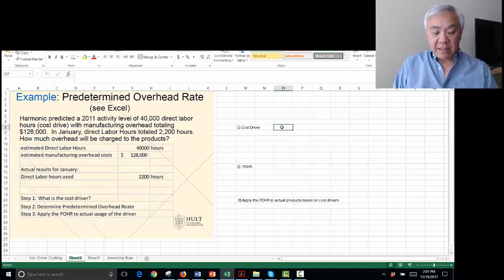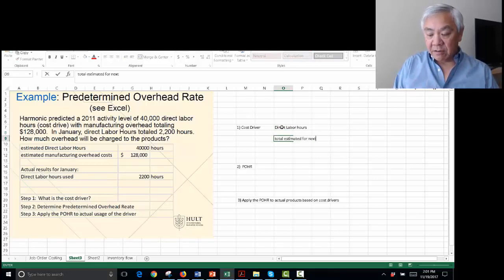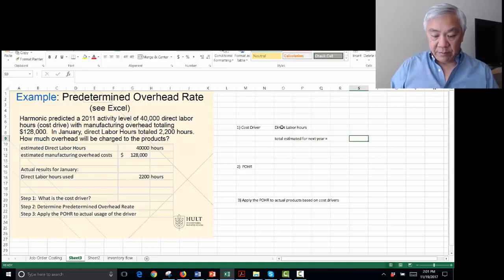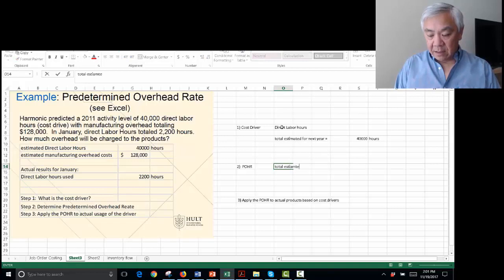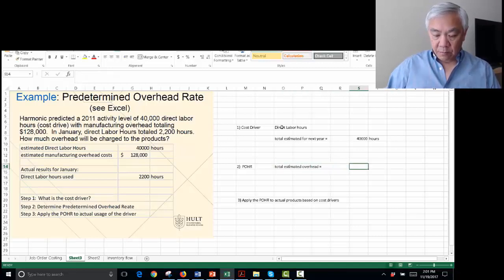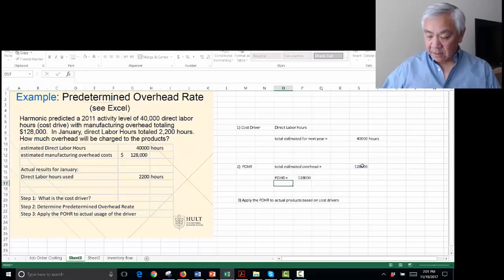What is the cost driver? We determined that it's going to be direct labor hours. And the total estimated for next year equals, and we'll put it here, that 40,000 hours. Next, we can determine the predetermined overhead rate by saying what's our total estimated overhead. And that number is $128,000. We can determine the POHR is simply the estimated dollars, 128, divided by the total estimated driver.